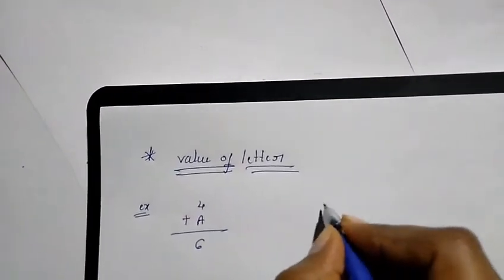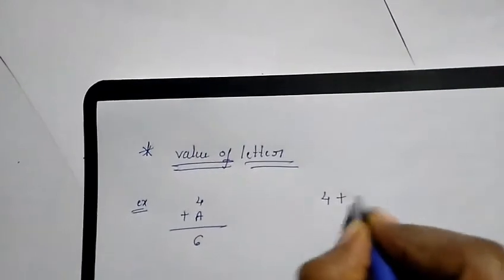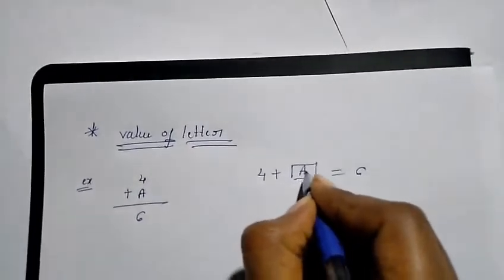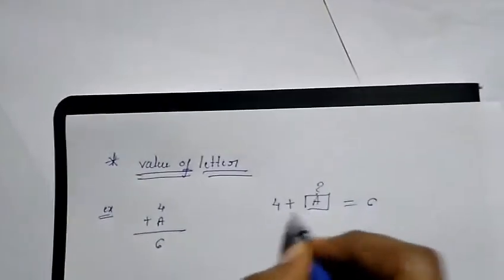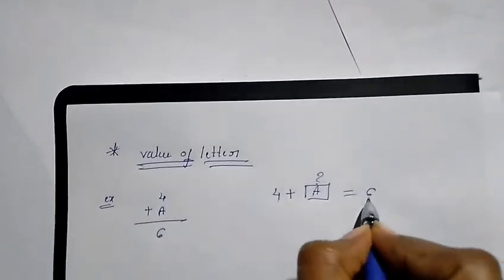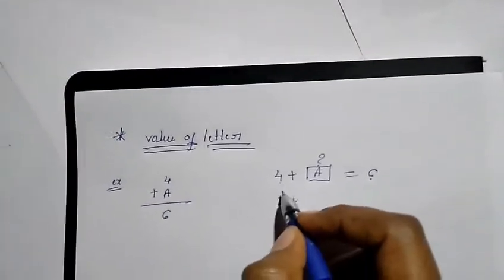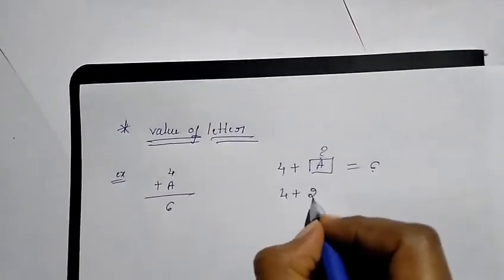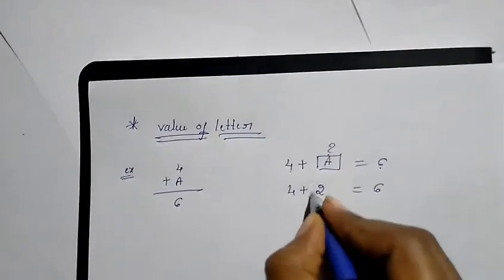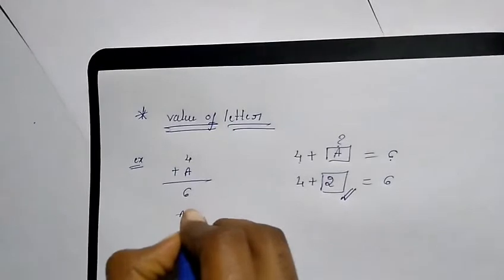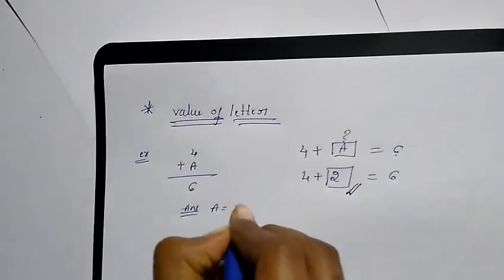You have observed in your primary classes that you have to find the missing letter. Here the letter given is A. You have to find how much you must add to 4 to get the answer 6. This is easy: 6 minus 4 is 2. So you add 2 here and you get 6. You have to find the missing letter, so you can write the answer as A equal to 2.